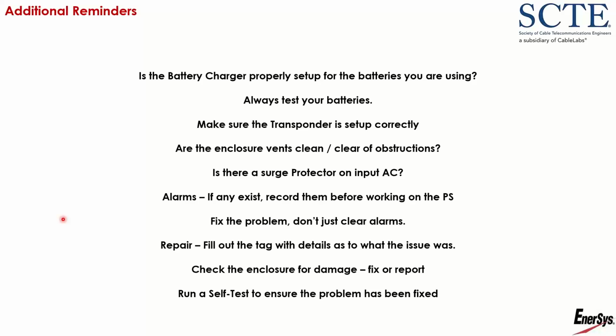I've run into technicians before on older power supplies. If you pull the inverter out and push it back in, the alarm goes away. Oh well, yeah, you cleared the alarm, but you didn't really fix it. You really need to fix the problems.